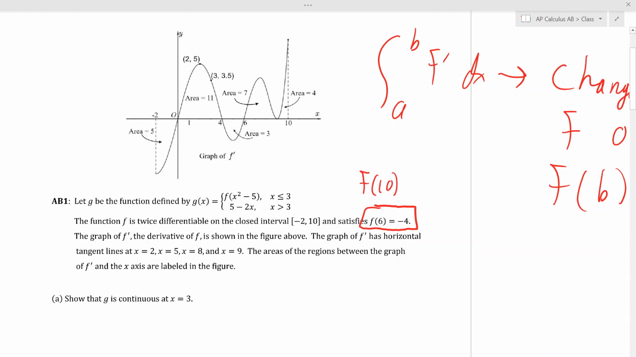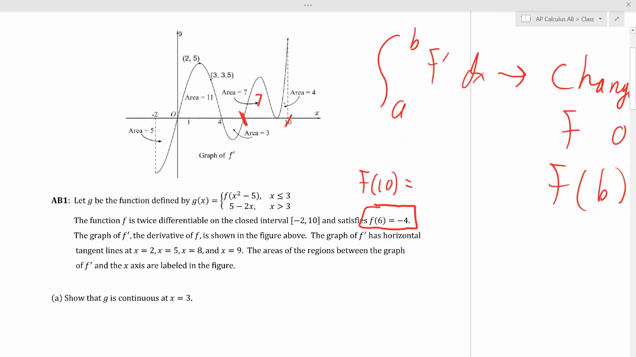Just to show you what that means, if f of 6 is negative 4, then right away I know f of 10, and we can find other values. I'm just showing you one that's easy here. So if f of 6 is negative 4, and the area from 6 to 10 under f prime is 7 here and 4 here, that means f has to increase by 11. So it has to be negative 4 plus 11, which is 7. That's what that graph is telling us.